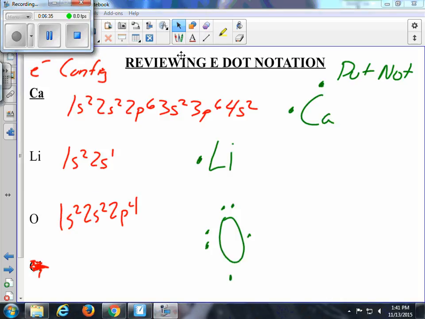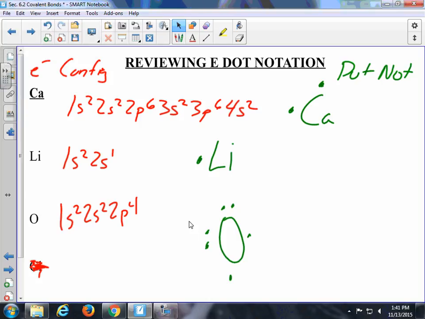All right, so with that, here are your answers after a little bit of time. You should have reviewed. Now, if you have difficulties doing this, I'm going to have to review with you individually. But what we have here is our answers. We have calcium with 2 dots around it, lithium with 1 dot around it, and oxygen with 6 dots around it.